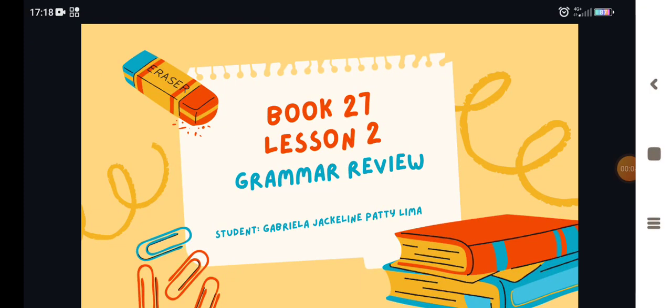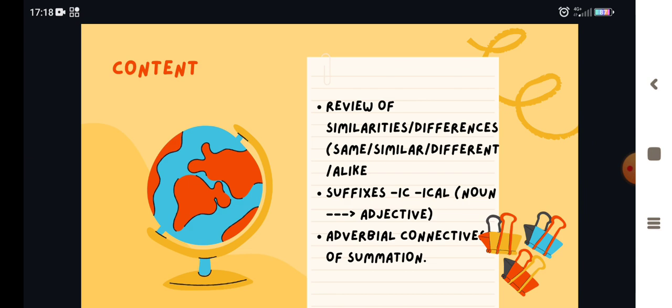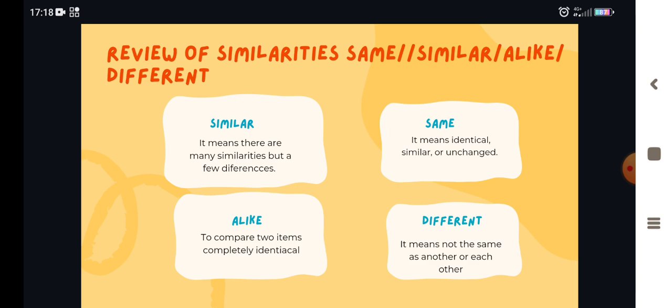In this opportunity, I will explain Book 27, Lesson 2, Grammar Review. The grammar that I will explain are: review of similarities and differences, same, similar, different, alike; suffixes -ic and -ical, noun, adjective; and adverbial connectives of summation. Let's start with the first grammar. Review of similarities and differences: same, similar, alike, and different.